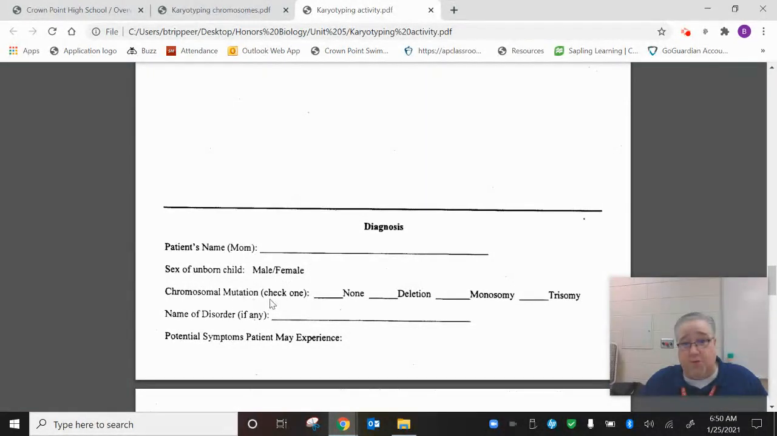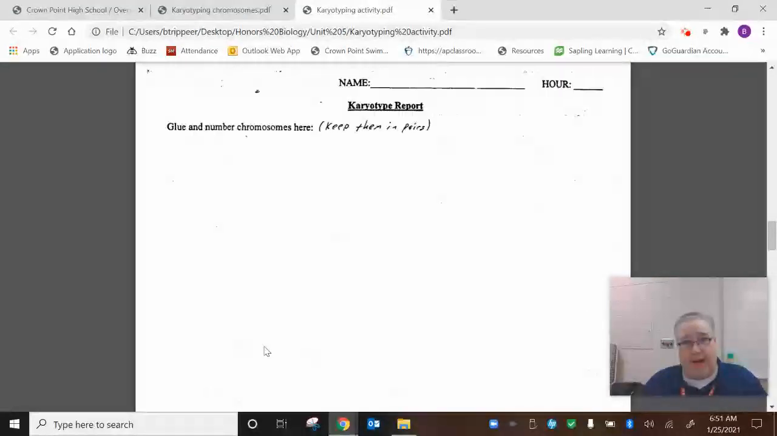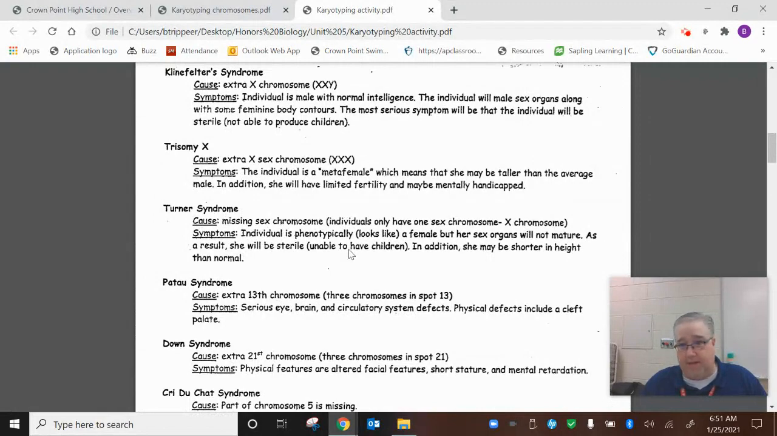Is there a chromosomal mutation? If there's not one, then check none. If there's a monosomy or a trisomy, check those. A deletion means that there's a piece of a chromosome missing. There is a disorder, if you look at the list that I gave you, where a portion of a chromosome is actually missing. You'll know it if you see it. It's very obvious, very distinctive. If that happens, check it. Then write the name of the disorder, if any. If there's no disorder, just write none. And then potential symptoms.